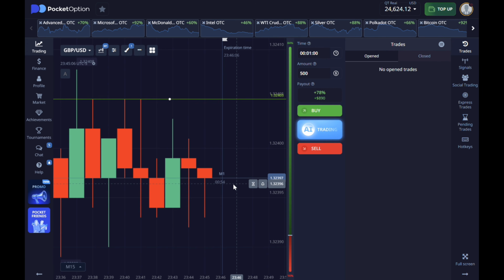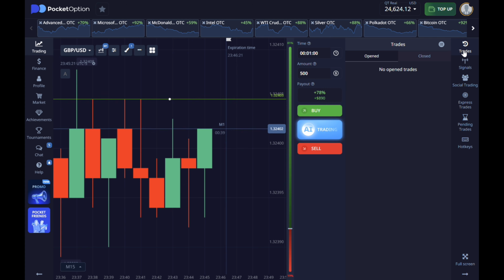So, in this way, we can identify rejection levels, and we often find very good setups there. And here, my trade has become profitable. Okay, guys, if you have any doubts, you can let me know in the comment box.